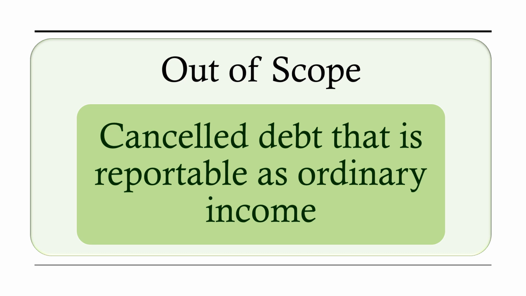And this is really important. If the canceled debt is reportable as ordinary income, meaning the taxpayer only qualified for a partial exclusion or didn't qualify for the exclusion at all, their return is out of scope for us. We need to make sure those other scope issues that we talked about are fulfilled in order for this cancellation to qualify for the exclusion. So again, if there's going to be any income reported, we need to send that person to a paid preparer.